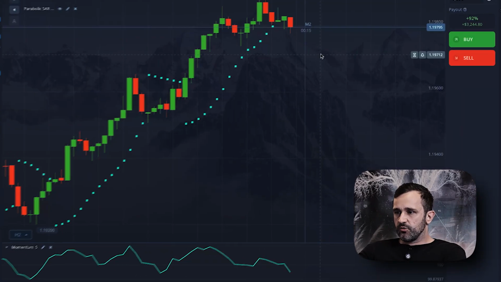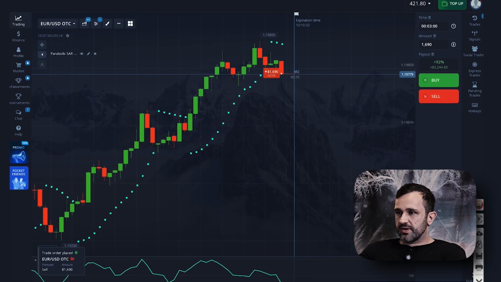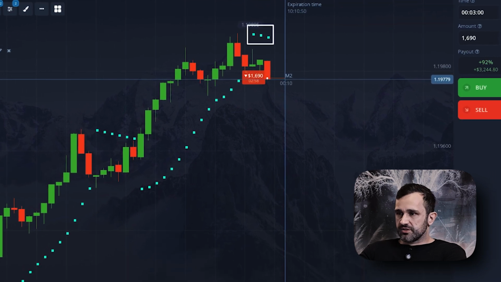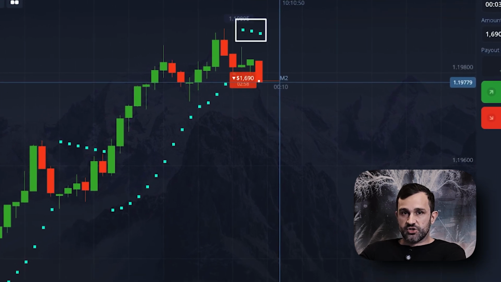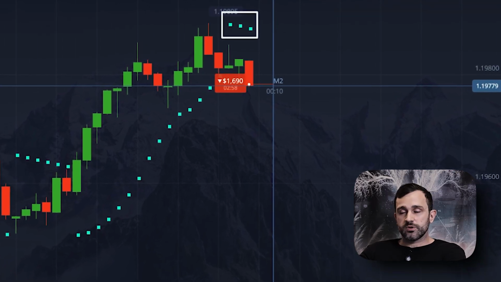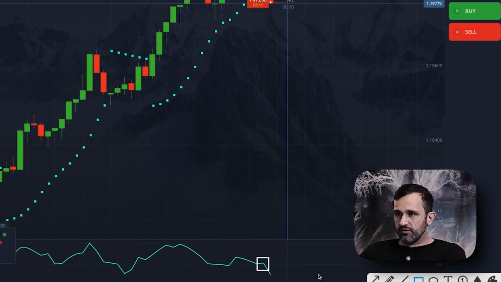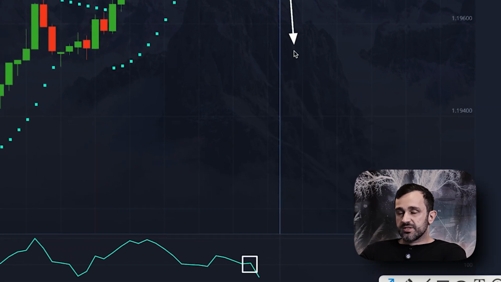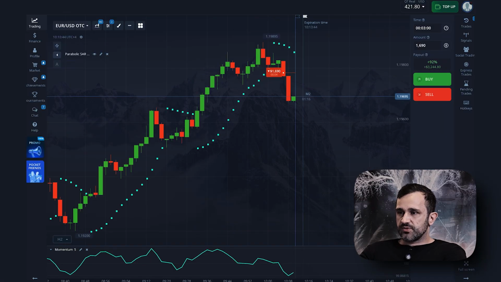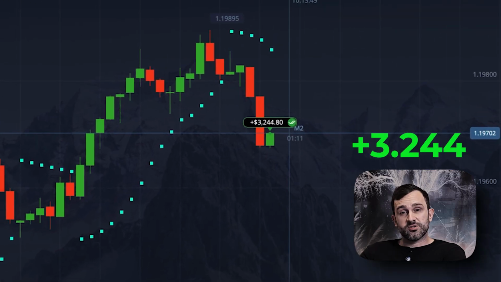I continue and once again open a sell for $1,690. Look, the parabolic dots have already jumped to the top and are lining up above the candlesticks in a row. This is very important because it's no longer a random sign, but a confirmed change of side. The indicator stopped guiding the growth and started guiding the move downward. Momentum sharply goes down. The price is still high, but the internal strength of the move is already gone. This means the buyer is exhausted and it's easier for the market to go down than to continue rising. That's why a sell trade here looks strong. Waiting for the close, and I get plus $3,244.